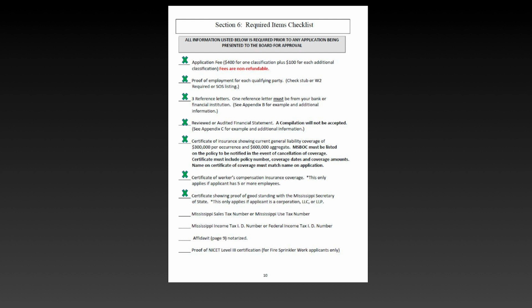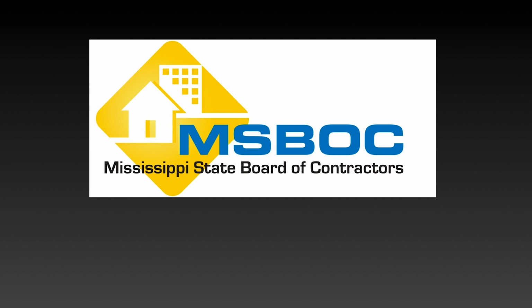If applicant is a corporation, LLC, or LLP, you must attach proof of good standing with the Mississippi Secretary of State. Make sure you have included the required tax ID numbers, and the affidavit on page 9 has been signed and notarized. Finally, commercial applicants applying for the fire sprinkler classification must include proof of having NICET Level 3 certification for the qualifying party.